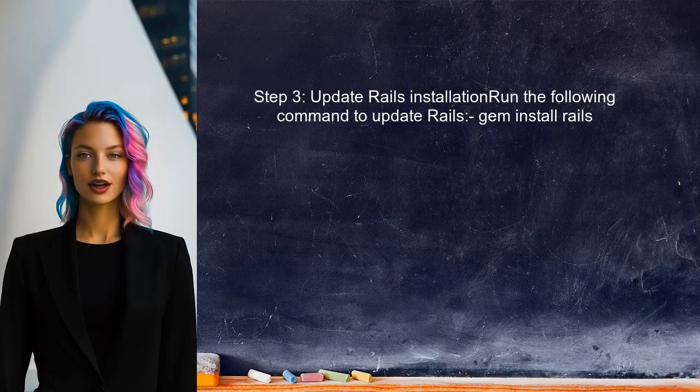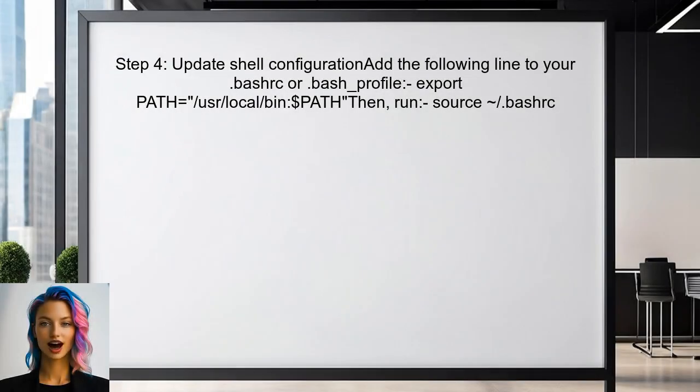After installing the correct version of Ruby, the user should update their Rails installation to ensure compatibility. This can be done by running a specific command in the terminal. Finally, to avoid using the bash -l command every time, the user can add the correct Ruby path to their shell configuration file. This will ensure that the correct interpreter is always used.